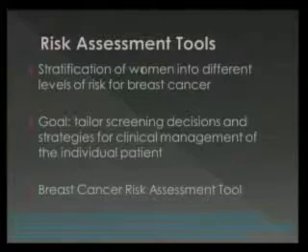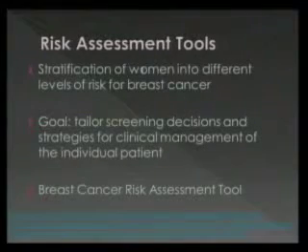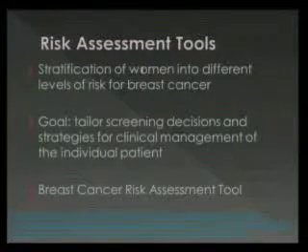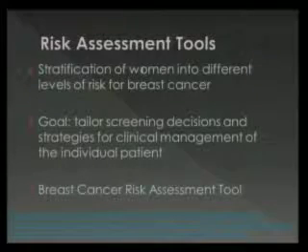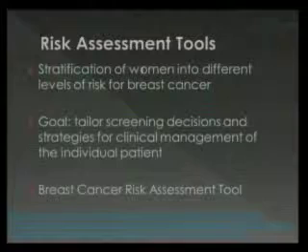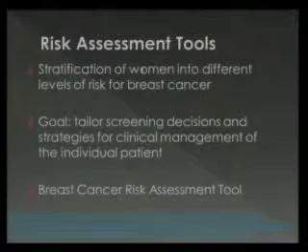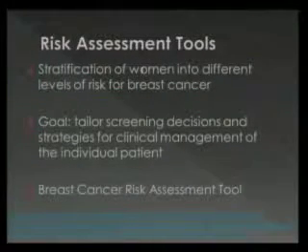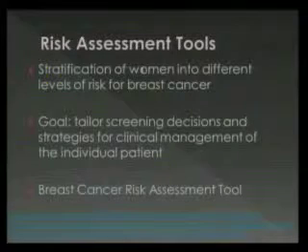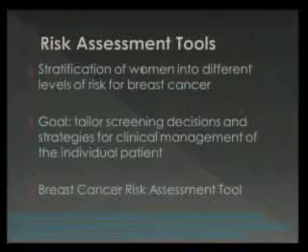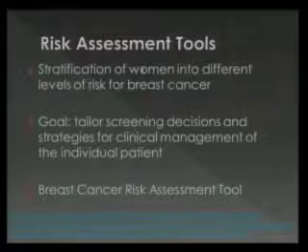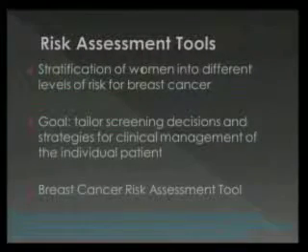So, risk assessment tools. There's a growing interest in trying to stratify women into groups of different levels of risk for breast cancer. Several breast cancer risk prediction tools have been developed that combine the major risk factors. And the purpose of this is to better stratify women into risk categories that can be used to tailor the screening decisions and strategies for clinical management of the individual patient.